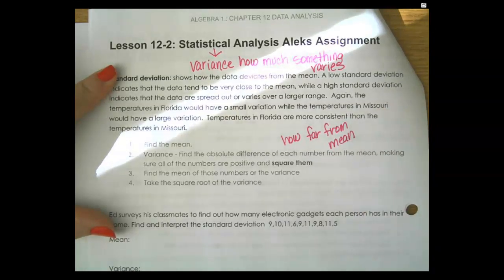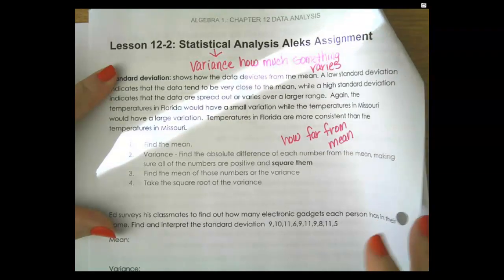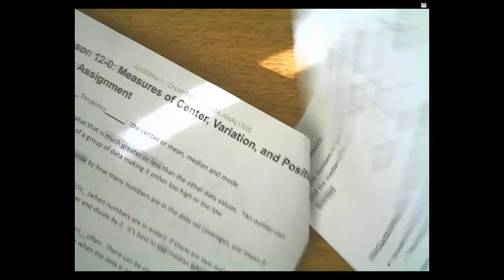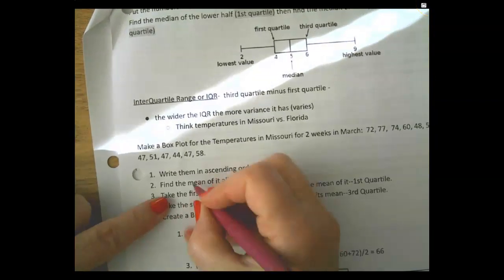I do want to go back to the lesson prior. There were 2 mistakes here, or 3 mistakes. So it should have said find the median. Here, find the median, find the median. So all those words should have been find the median. Sorry about that. So the medians.